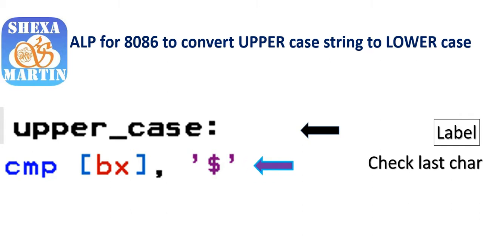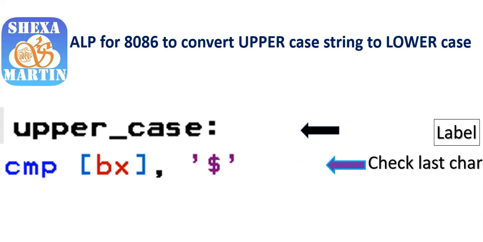We check the value that is stored at a certain location stored in bx. We compare it with our last character, which is the $ sign. As I said earlier, the $ sign is the one that we are using to check whether we have reached the last character of our string or we haven't. So here we are comparing the value at a memory address stored in bx with the $ sign.